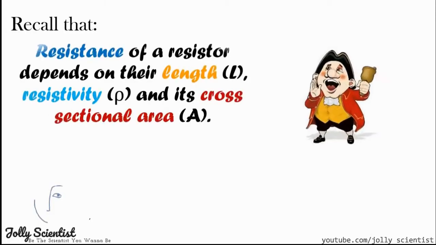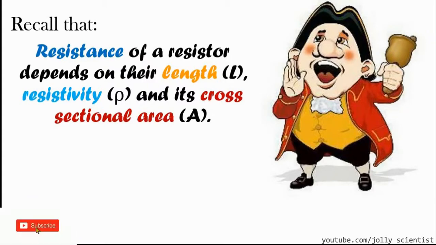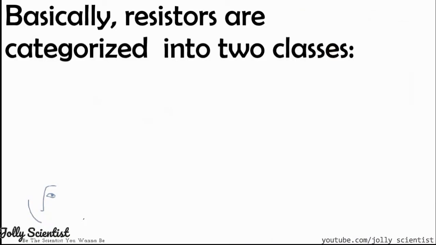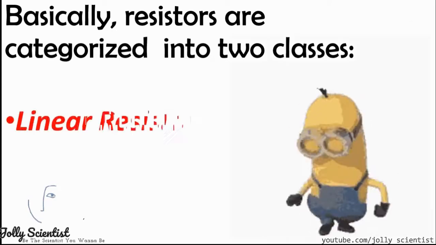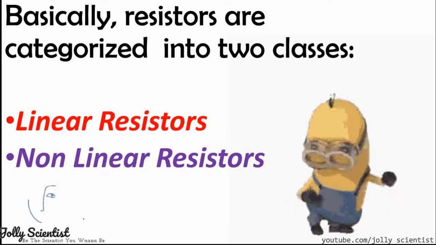Recall that in a previous video we looked at the resistance of a resistor to be dependent on the length, resistivity, and its cross-sectional area. You can find that in an electricity series video titled Resistivity and Conductivity. Basically, resistors are categorized into two classes. The first is the linear resistors, while the second is the non-linear resistors.